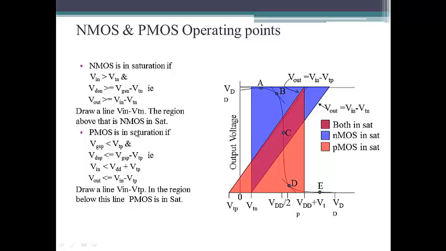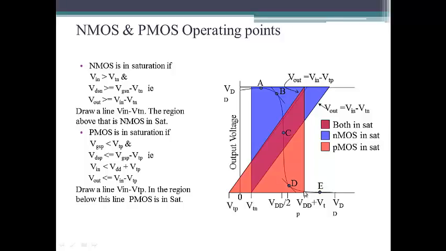Now for PMOS in saturation, the condition is VGSP must be less than VTP. The relational operators are opposite. And VDSP must be less than or equal to VGSP minus VTP. Applying the relation with respect to the CMOS inverter circuit, Vin must be less than VDD plus VTP, and Vout must be less than Vin minus VTP. So draw a straight line for VDD plus VTP. This is the point VDD plus VTP. Vin must be less than that.